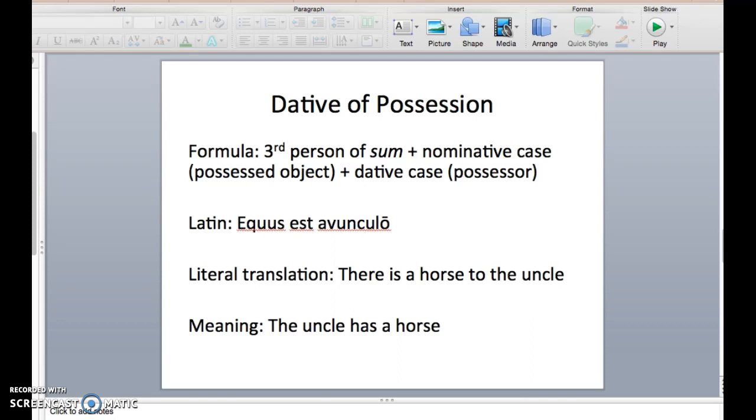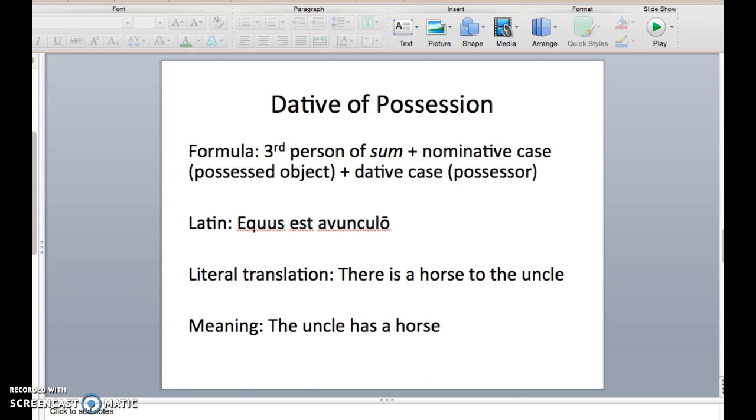And as it says here for the formula, the word that's being possessed will be in the nominative and will be the subject of the third person verb of sum. And the word that's actually doing the possessing will be in the dative, which is a little funky. And so we'll look at a couple different examples so that we can kind of get the hang of this.